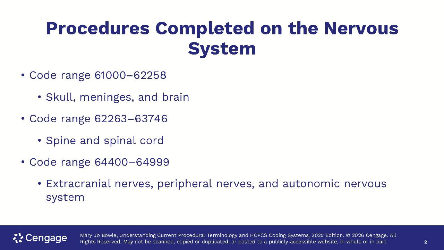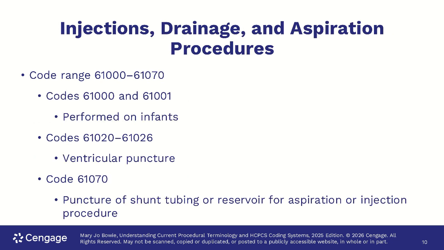All right. So, the procedures completed on the nervous system are divided into three areas: the skull, meninges, and brain, the spine and the spinal cord, and then extracranial nerves, peripheral nerves, and the autonomic nervous system. Then we have injection, drainage, and aspiration procedures.